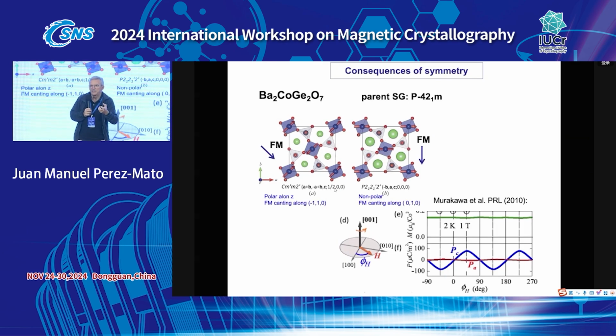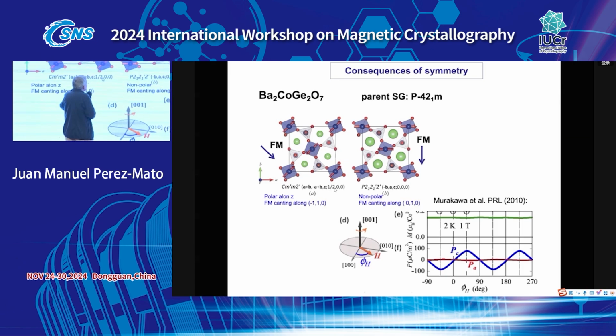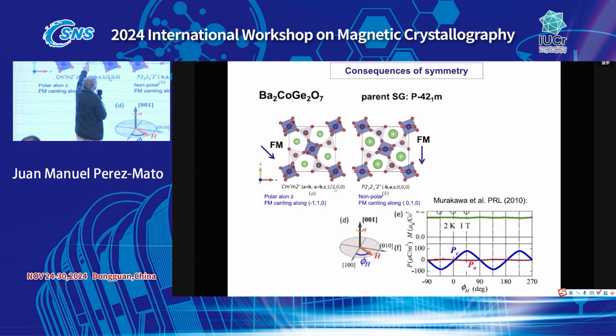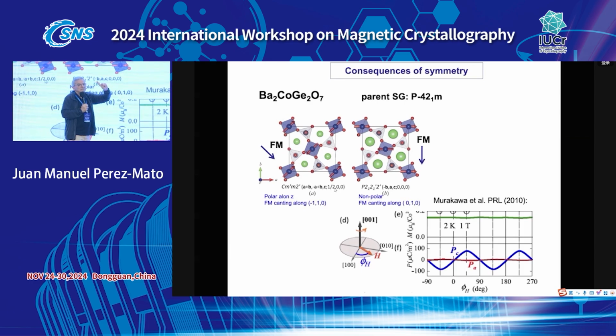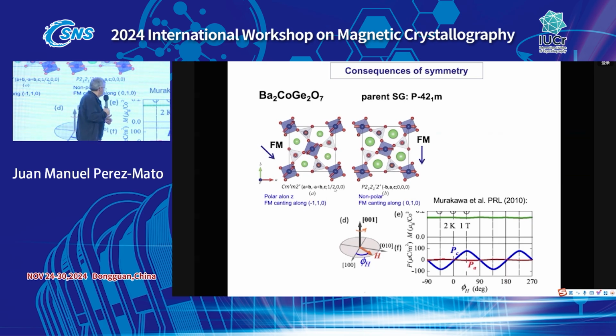And in this way, they managed to measure the polarization of the sample. It was a single crystal. So they measure the polarization as a function of this rotation of the field with respect to the sample. And this is what they observe.